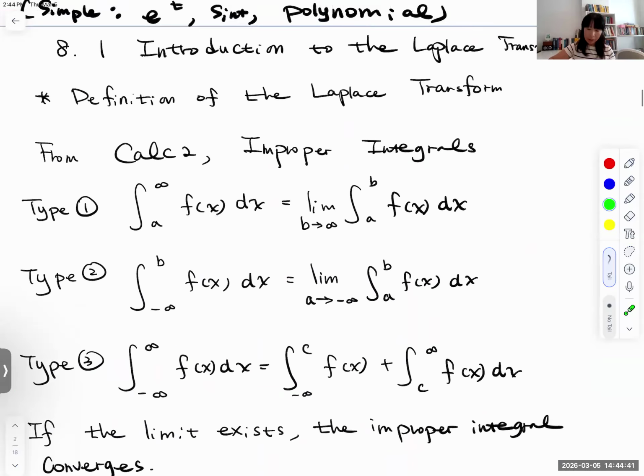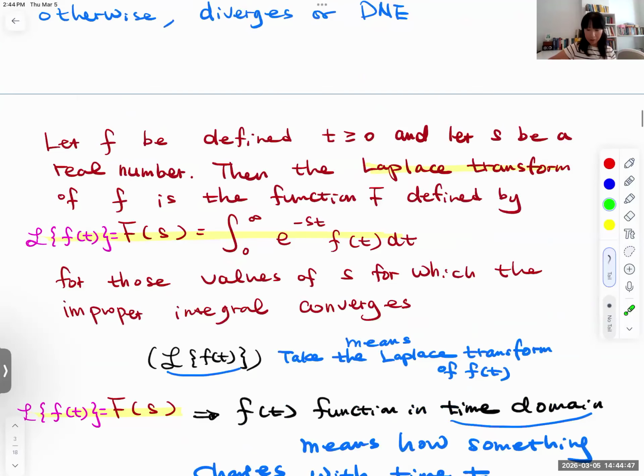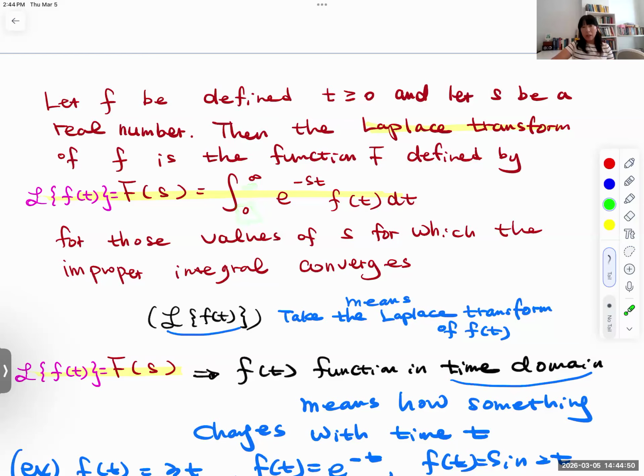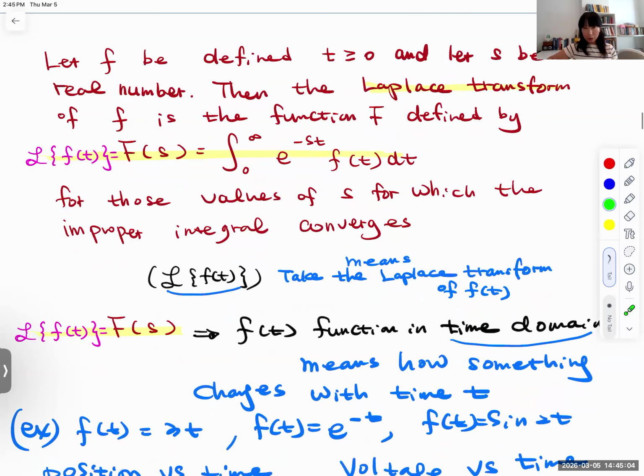Earlier we had a to infinity, any number, but now we fix 0 to infinity. Then we have the form e to the negative s t times f of t, dt. We want to know the values of s for which the improper integral converges, so we consider only the convergent case.